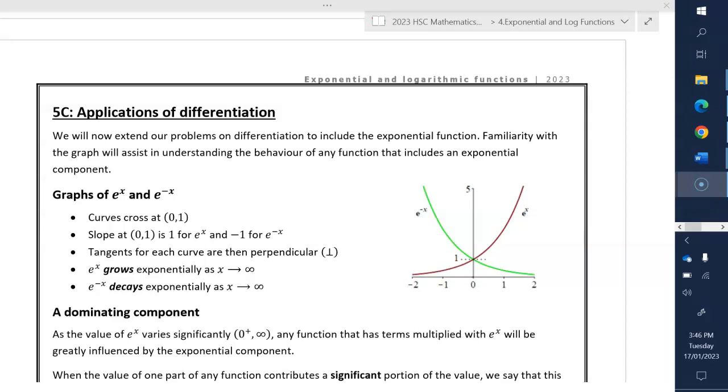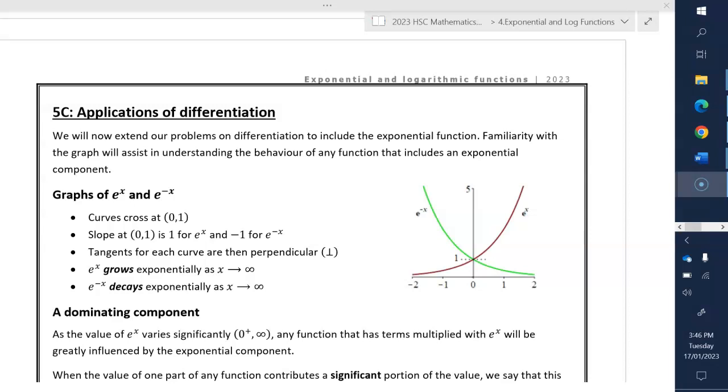Okay, hi. We're now looking at 5C in the textbook and we're looking at the applications of differentiation. We're still looking at exponentials and we'll come to logarithms soon. So we're now extending our problems on differentiation to include the exponential function. We've had a little look at that in year 11, but we're just going to look at it a little bit more.